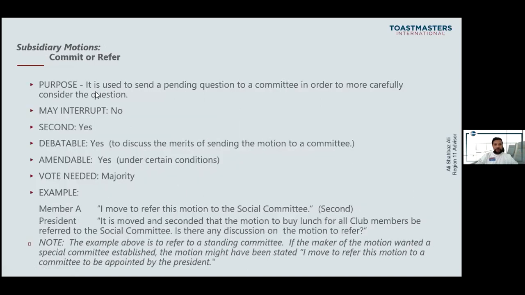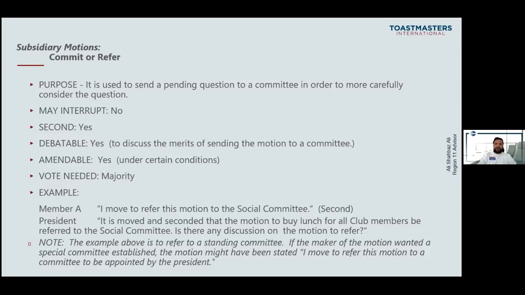After this, we are going to go to the next part, which is to commit or to refer. Sometimes we feel as an assembly that it won't be a good idea to take a decision so quickly, and we might regret it later, or the person who made this motion does not give enough details. So we really need to do some research. So this is a famous motion, which is commit or refer.